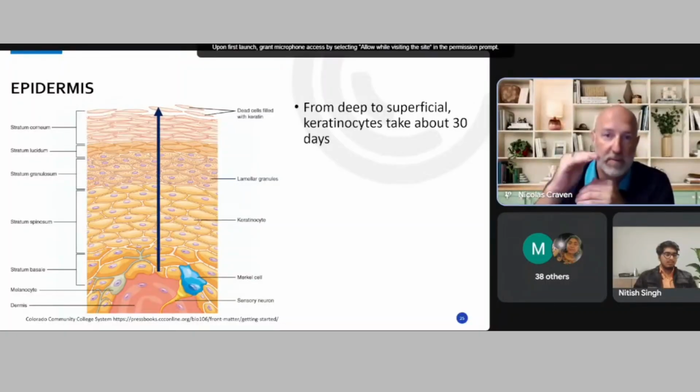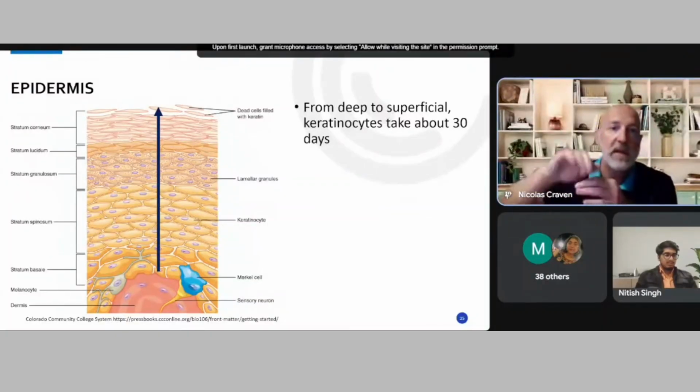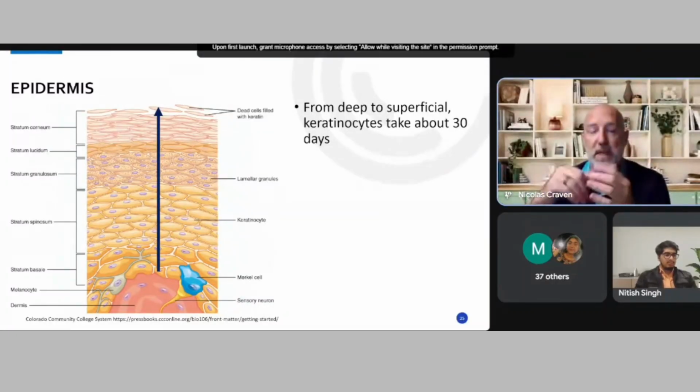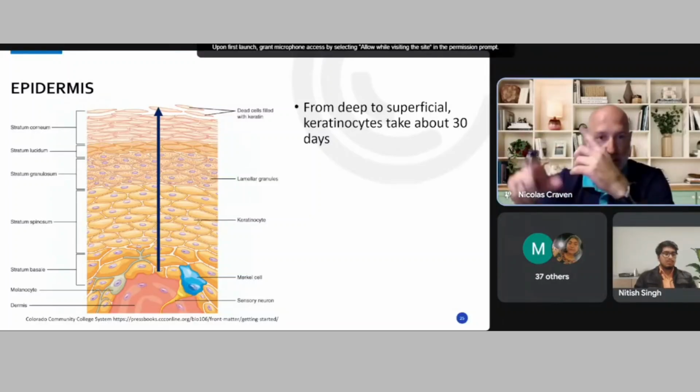And from deep to superficial, an average keratinocyte will take about 30 days to go from the basal layer all the way up to the stratum corneum, and then slough off or fall off and not be part of the structure anymore. So approximately every 30 days, we have new skin that shows up in the epidermis. So every 30 days, you have all the skin cells minus the basal layer. Remember, those stay the same. Every other skin cell within the epidermis gets renewed every 30 days. Okay.